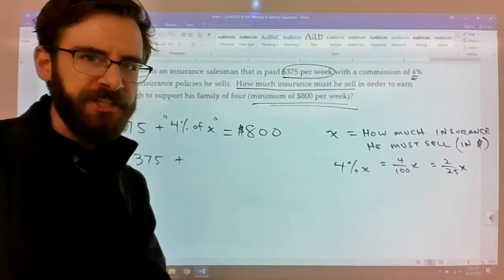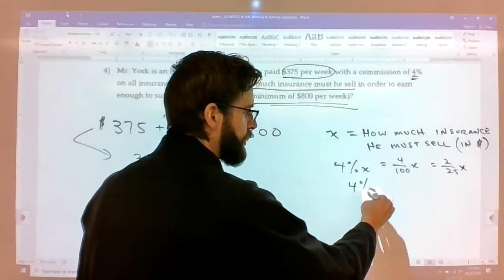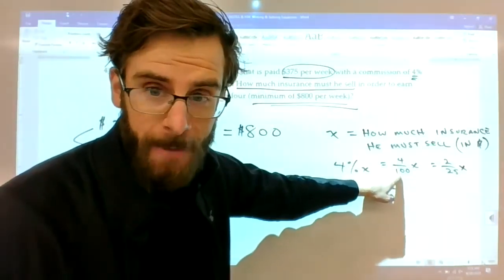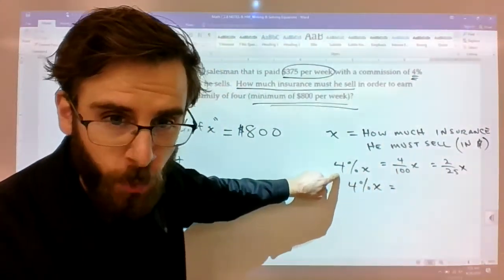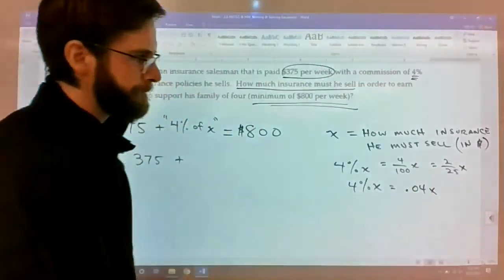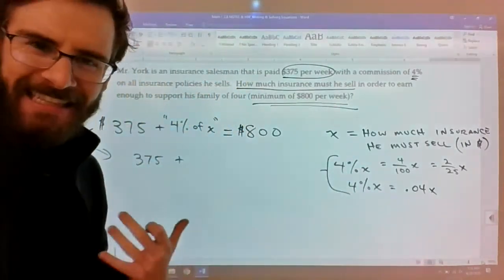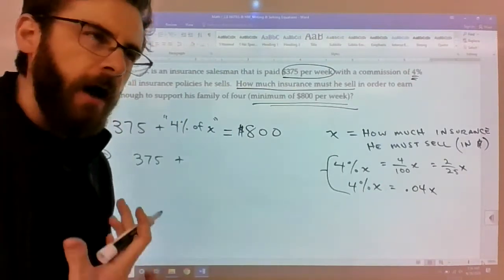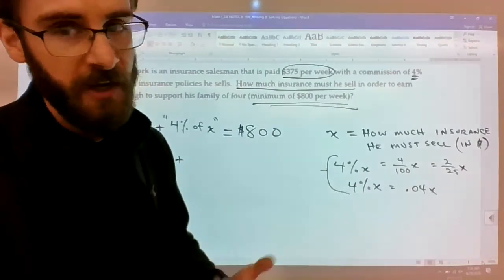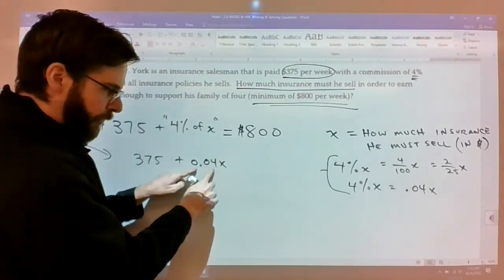For those of you who have fraction phobia, there is an alternate approach. You could also say that this is going to be 4 divided by 100. 4 divided by a power of 10 means move the decimal place twice to the left. That's 0.04x. So these are your two options for dealing with 4% of x. In this one, I'm just going to show you how to deal with the decimal. Maybe on the next one, if it comes up, I'll deal with the fraction. So it's just 0.04x represents 4% of x.